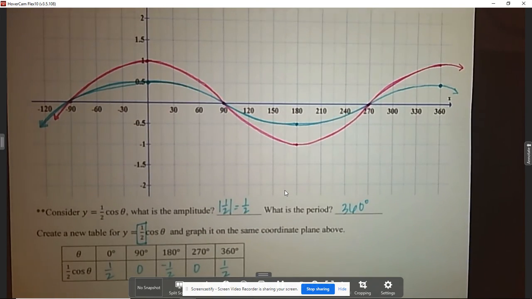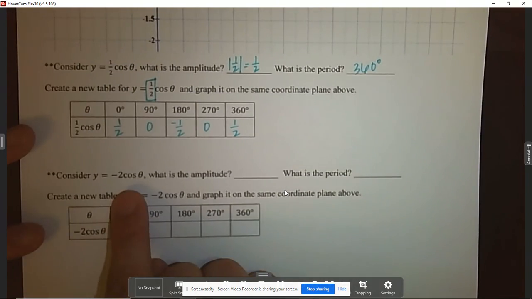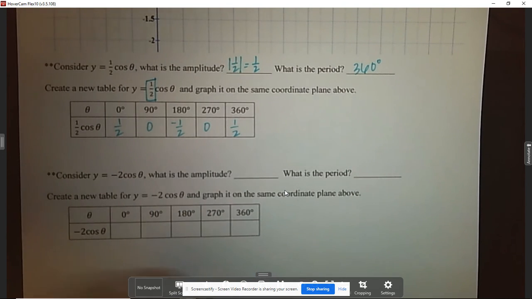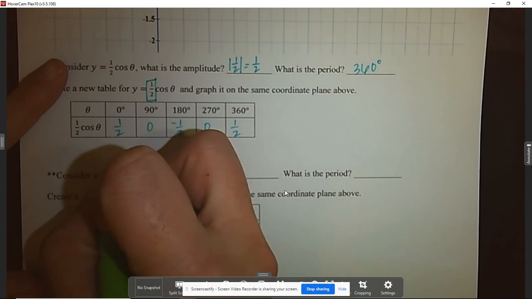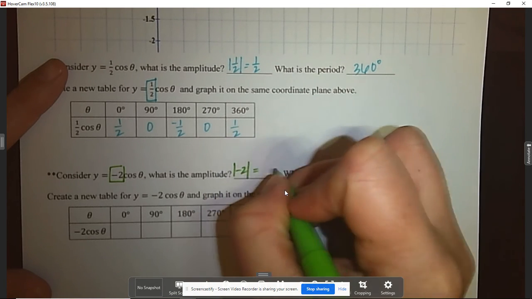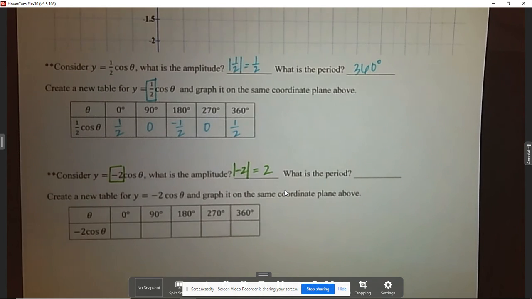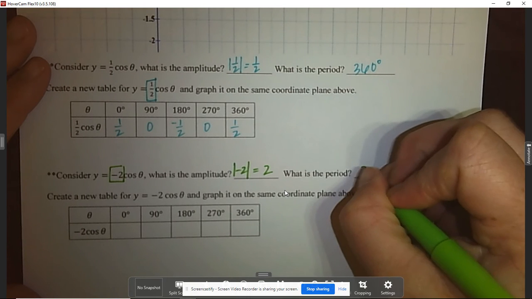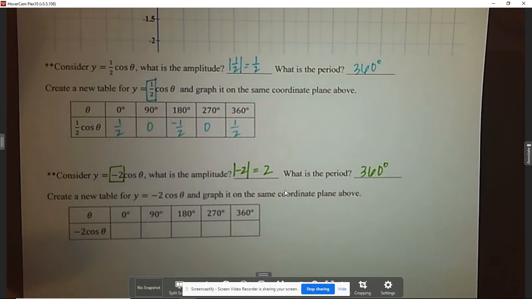And last here, we're going to look at -2 cosine theta. So not only do I have a 2 that's going to stretch it, the negative should reflect it. So we're kind of doing two things here. Remember, the amplitude can be found from the A value out front. I apply the absolute value and I get 2. And remember, that's half the distance of the graph from min to max. And the period will still be 360, which means I go 360 degrees before I start repeating.